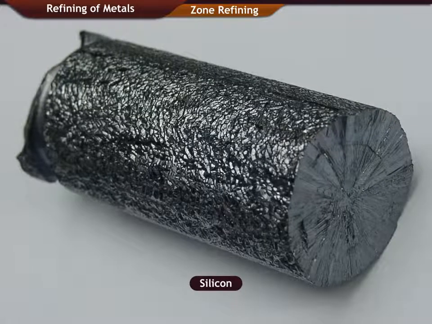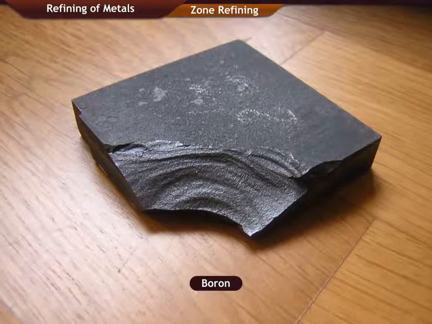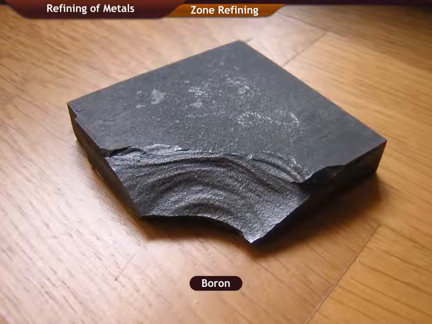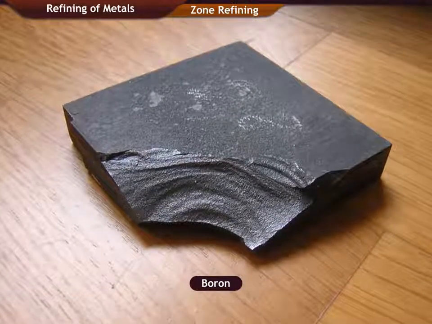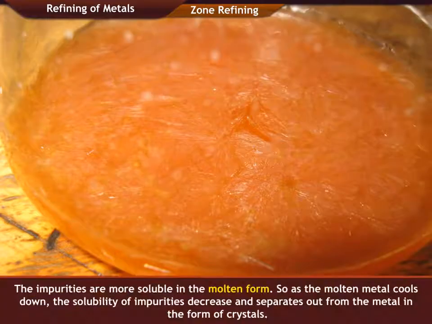The refining of semi-metals like silicon, boron, etc. is carried out by zone refining method. The impurities are more soluble in the molten form. So as the molten metal cools down, the solubility of impurities decreases and separates out from the metal in the form of crystals.